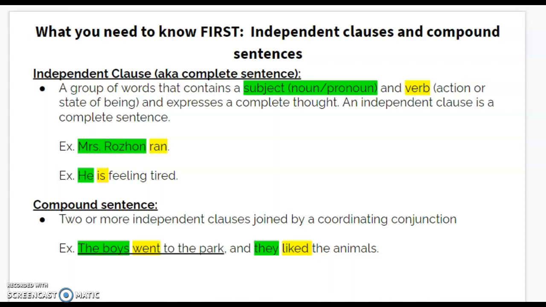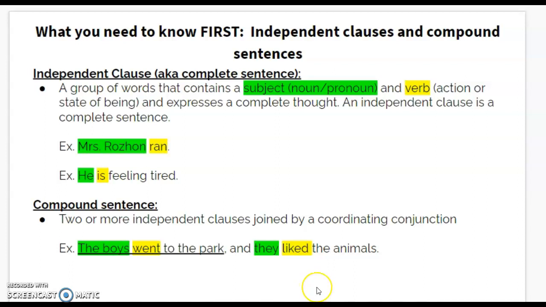So the next rule, you have to have some background information first. So we're going to talk about independent clauses first. And this shouldn't be anything new, but I just want to talk about the basic parts of a sentence, because this will help you understand comma use and varying your sentence structure.